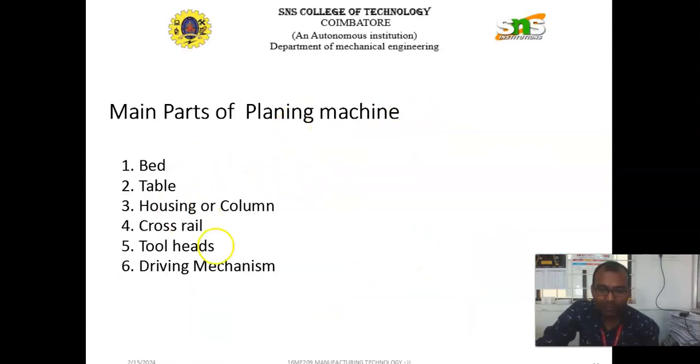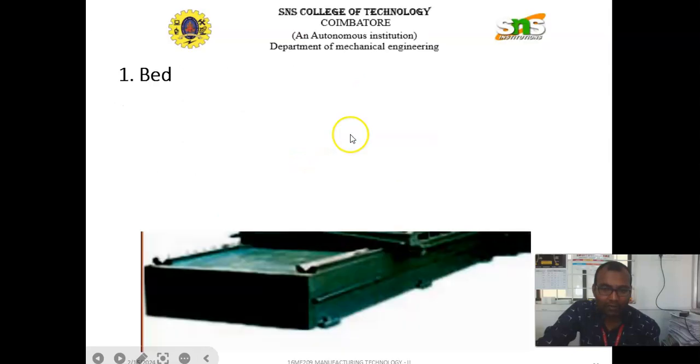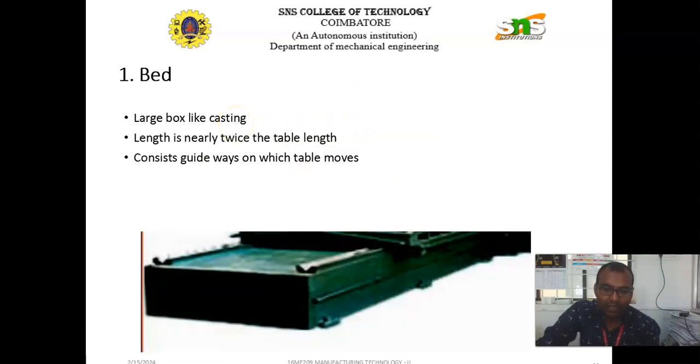These are some of the major parts of the planing machine. First is the bed, then the table, housing or column, cross rail, tool head, and the different types of driving mechanism which are used for the forward and return stroke of the table, and the feed mechanism. This is a cross member. First we will discuss the bed.